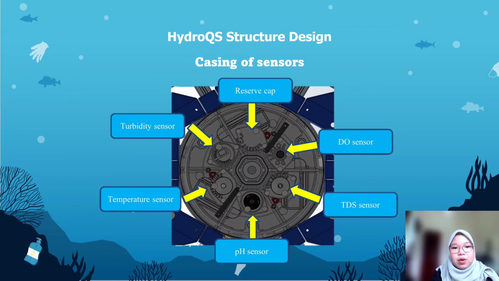This figure shows the bottom of the casing of sensor that houses all the parameter sensors to be monitored. There are 5 special spaces to place the sensors and 1 empty space for setup if there is an addition of a sensor in a future research plan.